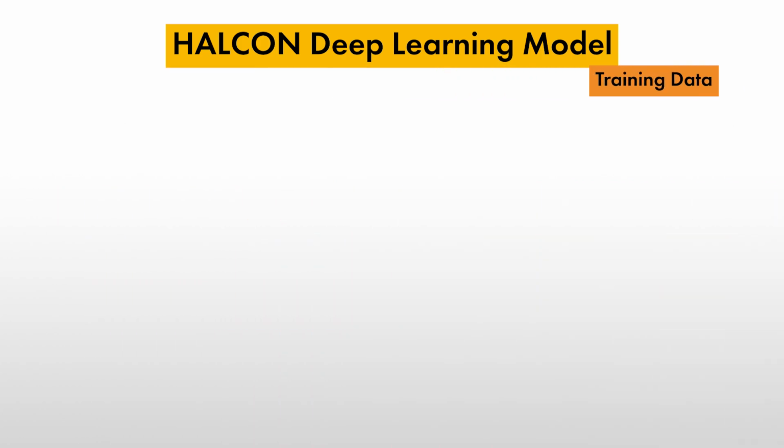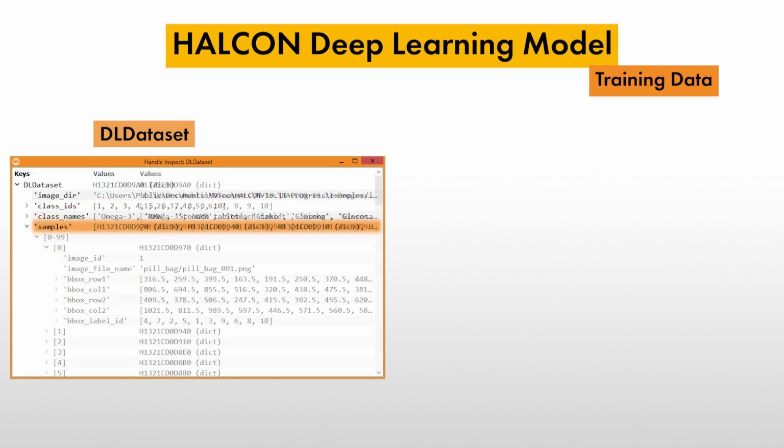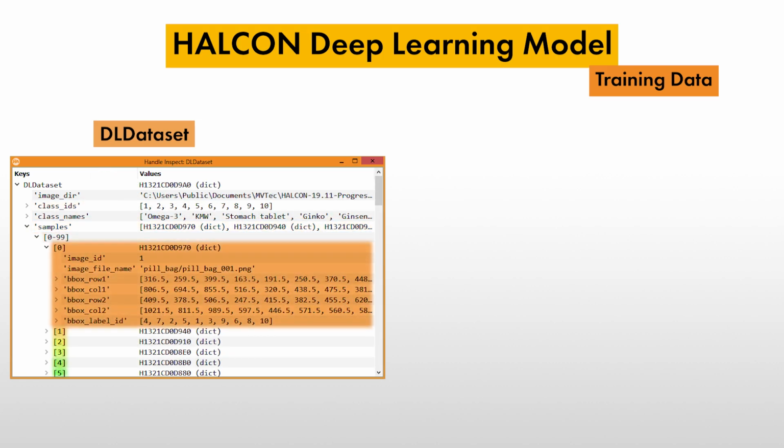Let's talk a bit about the training data and how it is processed throughout this workflow. The data is organized in a so-called DL dataset. This dictionary contains the directory where the images are located, the class names and their respective IDs, and the samples. Each sample dictionary initially contains the individual image file name and the labels. In this example, the labels consist of rectangle bounding box coordinates and respective class label IDs.